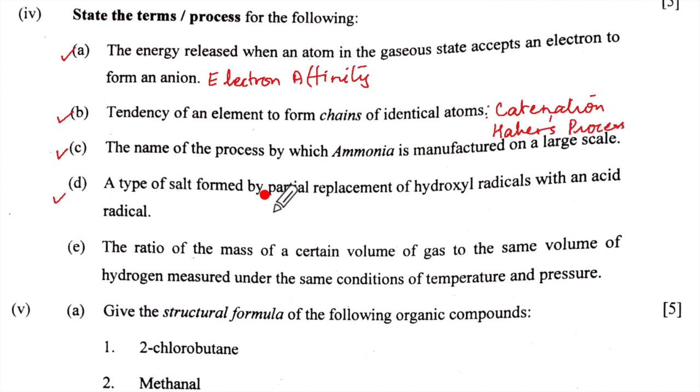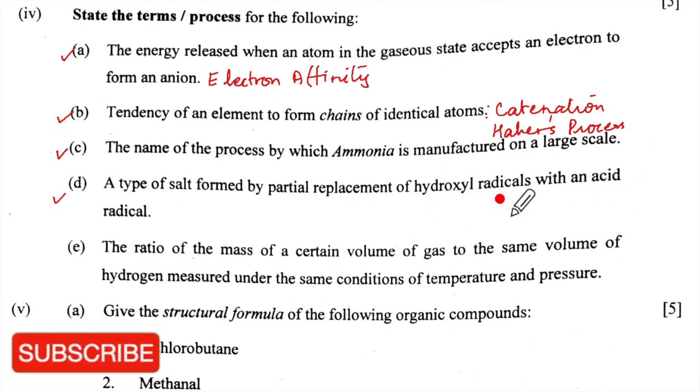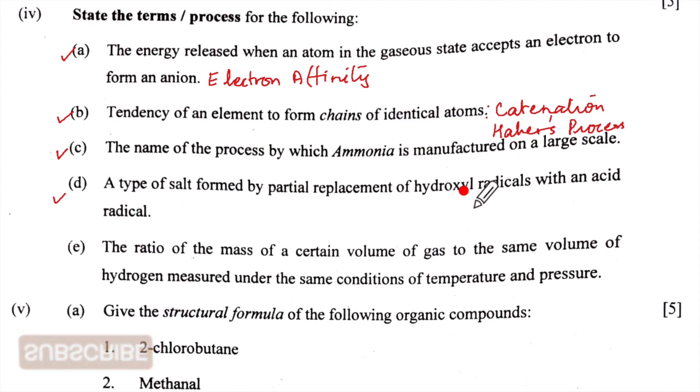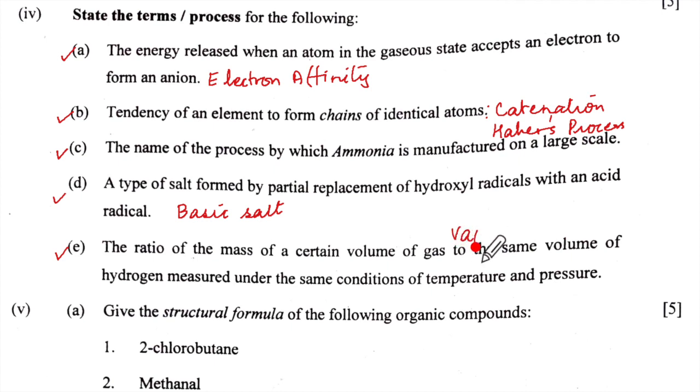The type of salt formed by partial replacement of hydroxyl radical with an acid radical. So hydroxyl radical, if there are two hydroxyl radical, one of them gets replaced, so I will get the basic salt. Your knowledge of definitions is extremely important. E, the ratio of mass of certain volume of gas to the same volume of hydrogen measured under the same conditions of temperature and pressure is the definition of vapor density. So we write just vapor density.